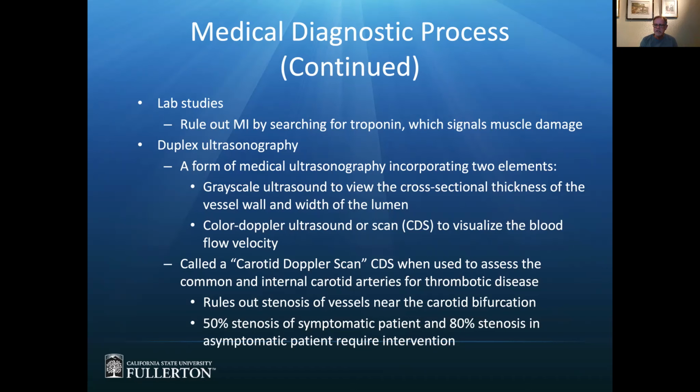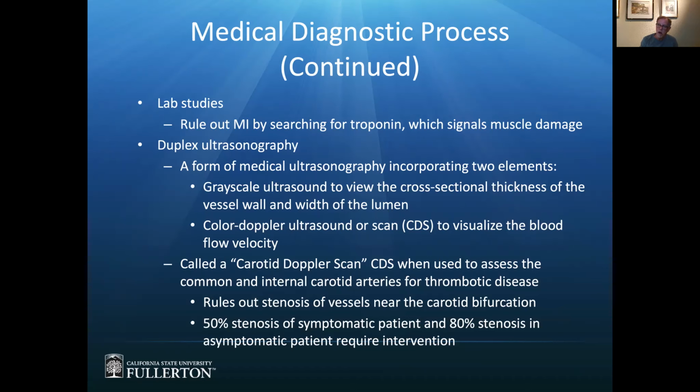If the patient is asymptomatic, so somebody who is just getting screened, and they have an 80% stenosis, that is 80% blockage of one of the vessels that leads to the brain, that's enough to merit surgical intervention to prevent a stroke from occurring.